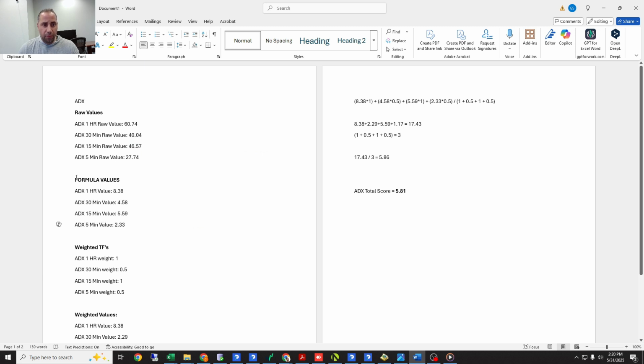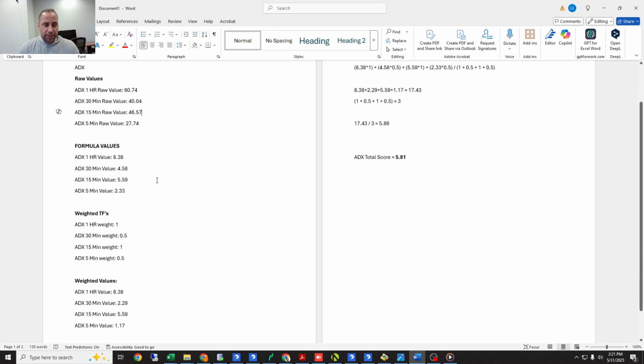Now we have our formula values. We have our raw values, which are the chart values, and then we have our formula values. Each of the time frames has its own value, and as you can see here, this is on a scale between 0 and 10. So we have a lot of confidence in the 1 hour, little confidence in the 5 minutes, and a little bit more confidence in the 15 minute than the 30 minute. We take all this into consideration. Let me change this.